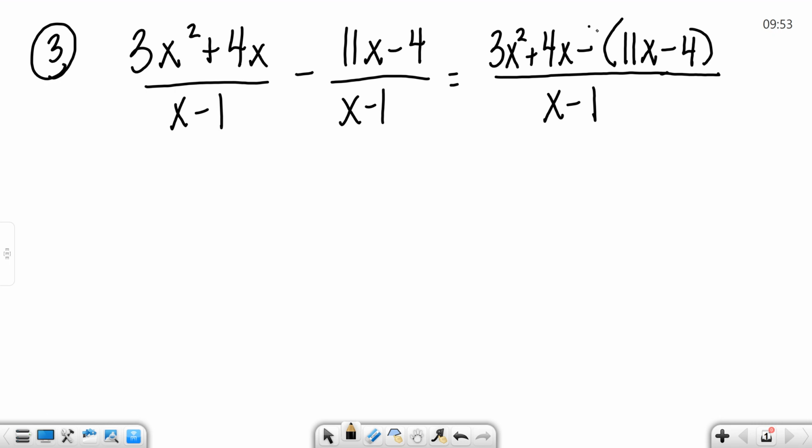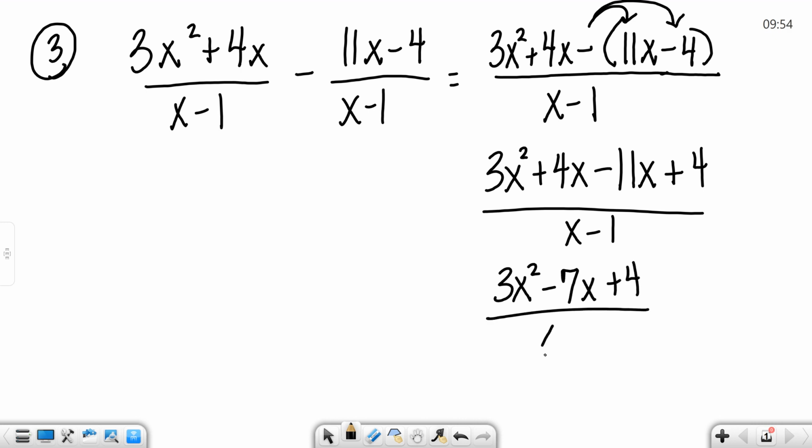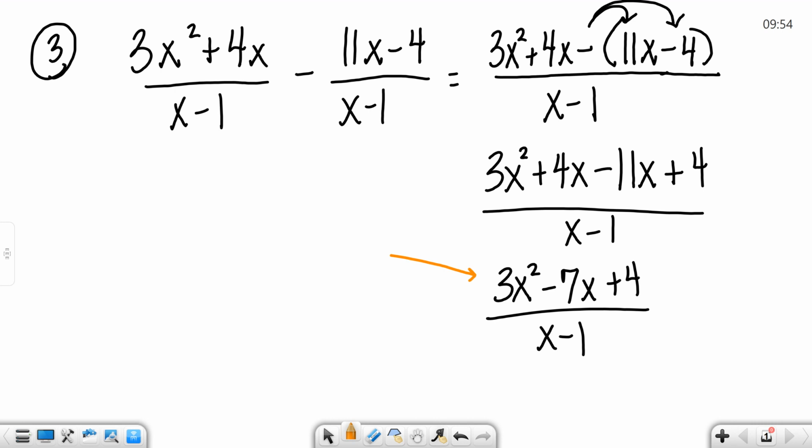Here's why. Because now when I distribute that negative, it does change the signs. So I have 3x squared plus 4x minus 11x and plus 4. Combine my like terms in the numerator and I get negative 7x plus 4 divided by x minus 1. All right, now this is where we simplify. So I am going to factor that numerator. Okay, the denominator won't factor.